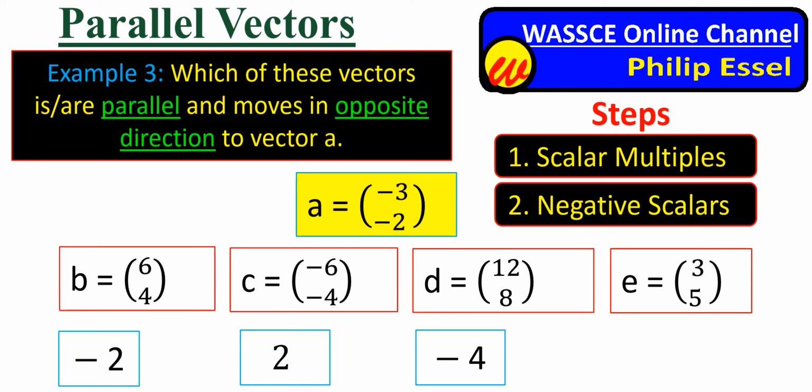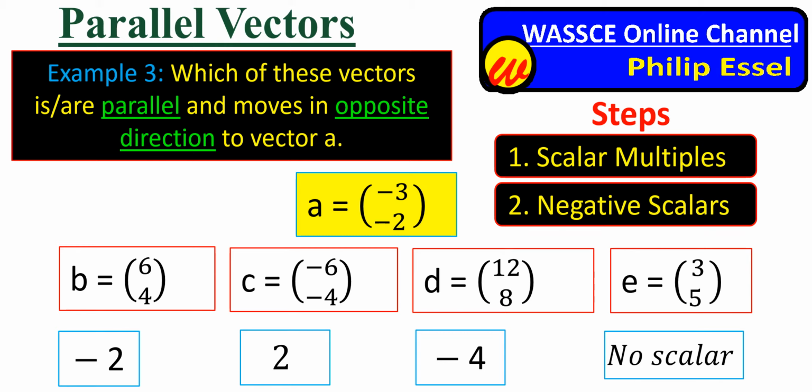Finally, we are on the vector E. Is E a scalar multiple of the vector A? I'm trying to look for a scalar which, when multiplied by the vector A, would result in the formation of vector E, but I can't find any. So what it means is that the vector E is not a scalar multiple of the vector A.